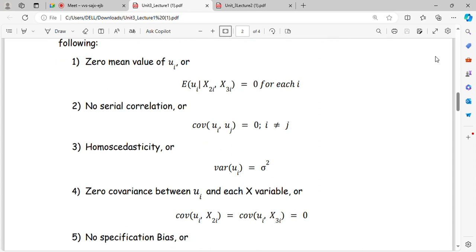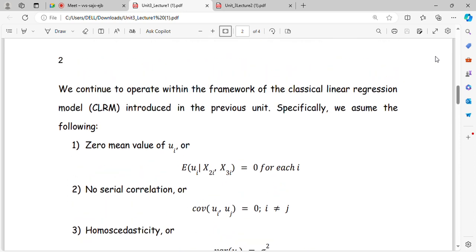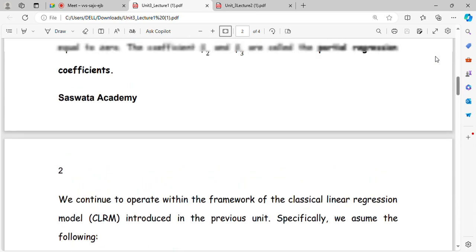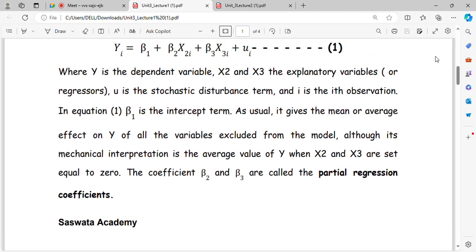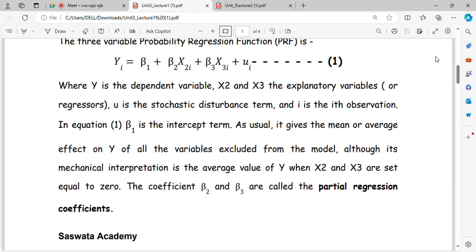Next, the fourth assumption is that we are assuming that ui and x are non-correlated, because in our regression equation we have yi equals beta 1 plus beta 2 x2i plus beta 3 x3i plus ui, where beta 1 plus beta 2 x2i plus beta 3 x3i is the non-stochastic part because we have certain fixed values of x2. Conditionally on those x2s we are getting some values. However, ui is the error term.